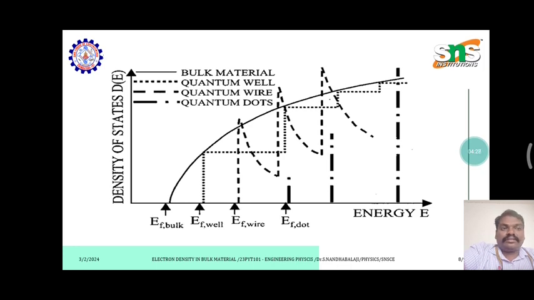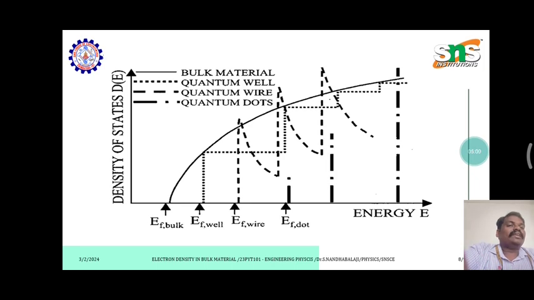We know four different types of structures: dot structure, wire structure, well structure, and bulk material. If it is a dot material, the density increases gradually. If it is a wire material, it increases as well. As the energy increases, the density increases, and as the energy decreases, the density decreases.